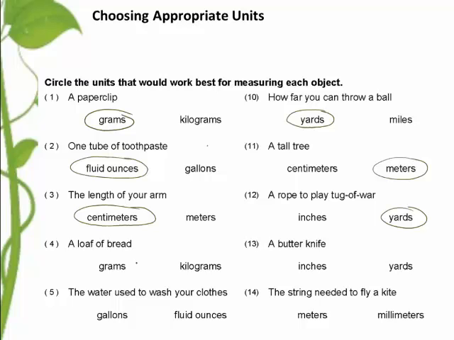I mean, I know it's 1,000 grams, but in relation to something that I'm more familiar with, like pounds, a kilogram weighs 2 pounds approximately. Well, a loaf of bread is probably not 2 pounds, so I might use grams. A butter knife would be inches. Water used to wash my clothes in a normal washing machine, it's going to be gallons. And the string needed to fly a kite in meters, unless we don't want to fly very hard. So hopefully that all made sense?